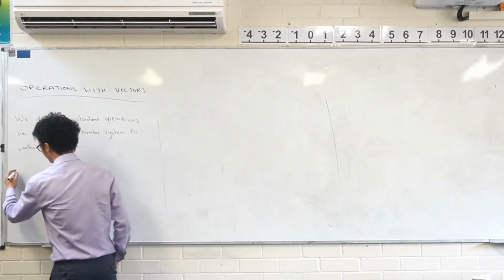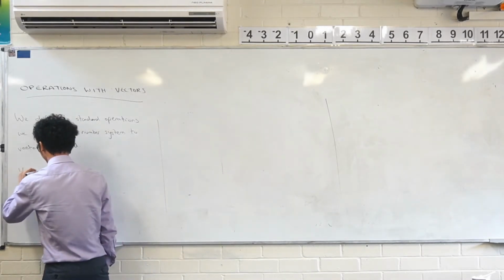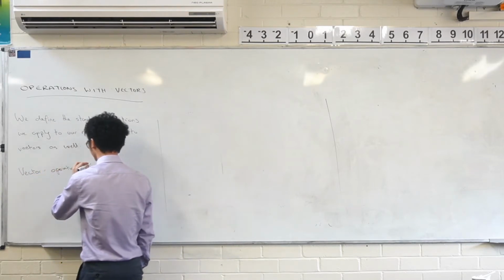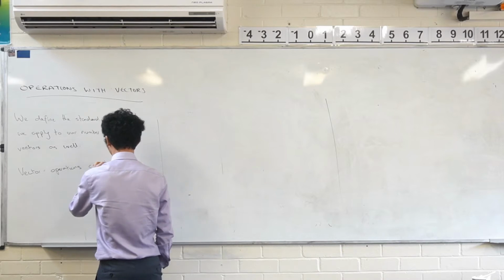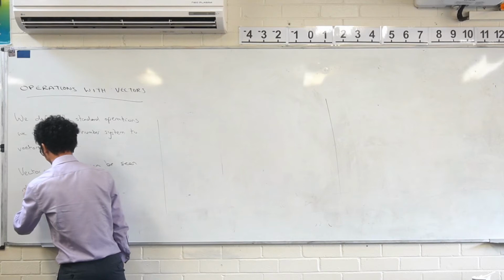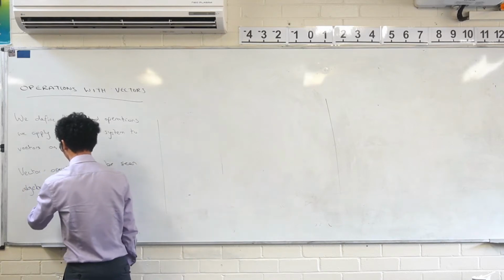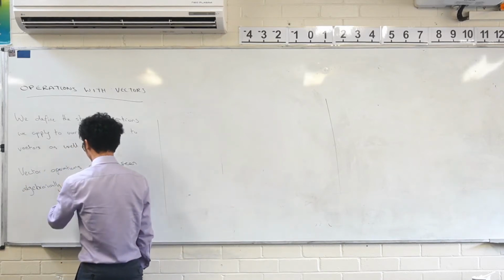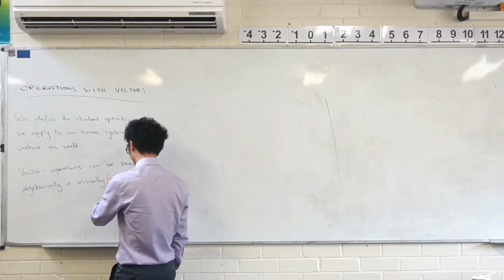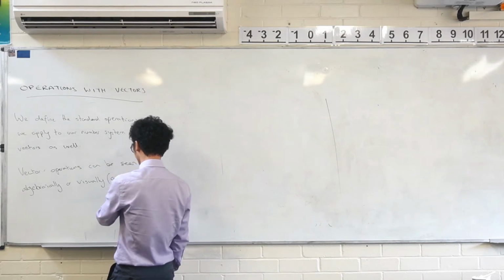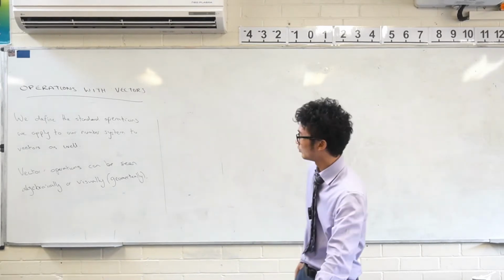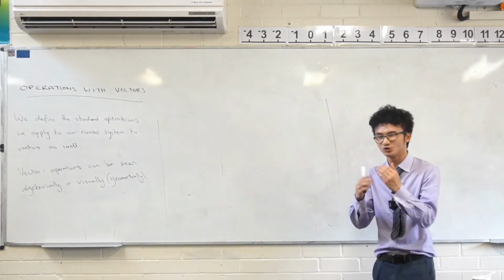We can define vectors and their operations. We can look at it algebraically, or visually, or you might want to think about it geometrically. So algebraically, visually, or geometrically. And the way that we can do this algebraically is how you'd expect.